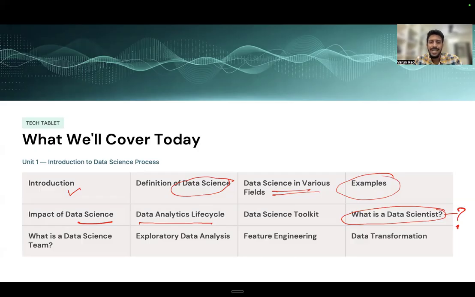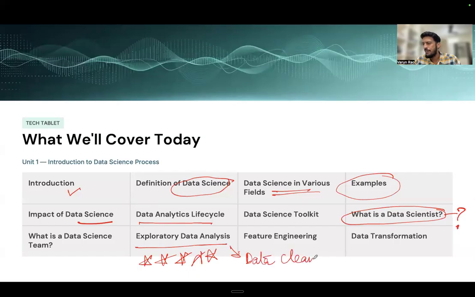What is EDA, that is exploratory data analysis, the most important part of any data science journey? I think I would give this 5 stars. And what is feature engineering, followed by data transformation, right? Now EDA is very commonly also referred to as data cleaning, right, in which we have different steps involved like data manipulation, data transformation, etc. But yeah, it is basically referred to as data cleaning.